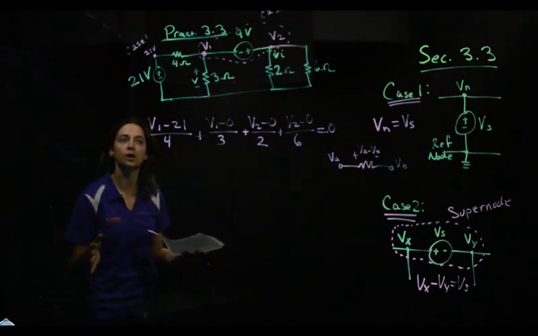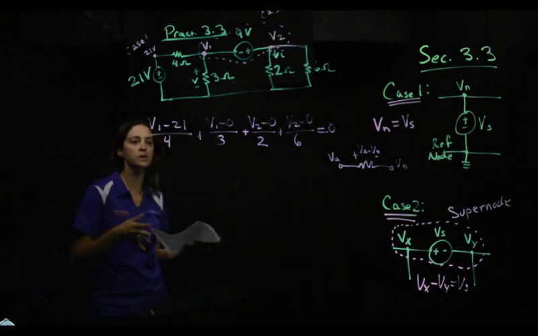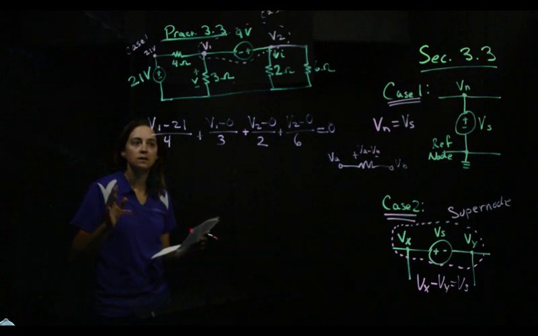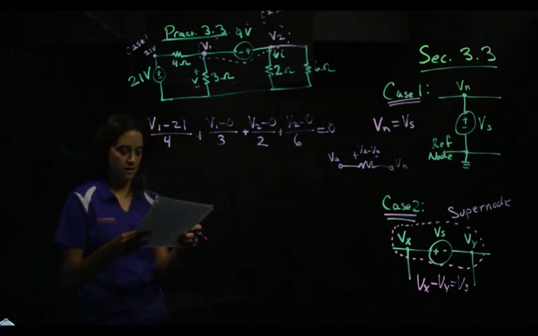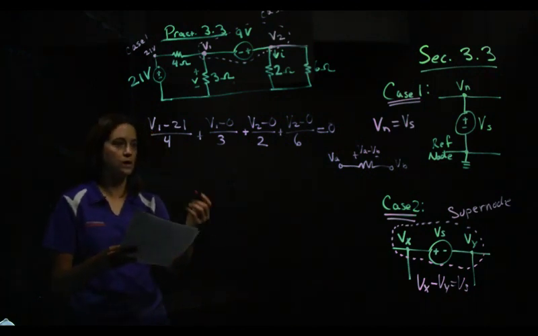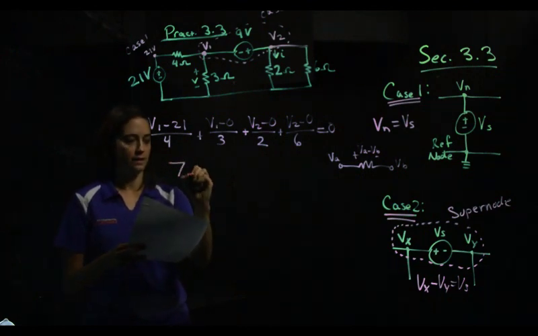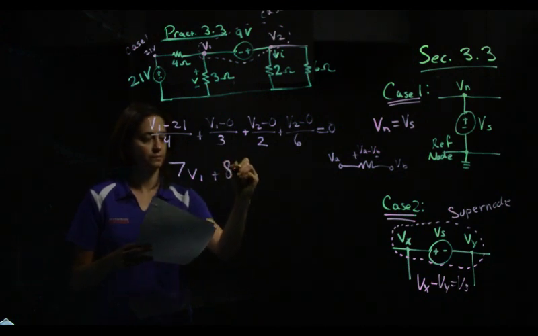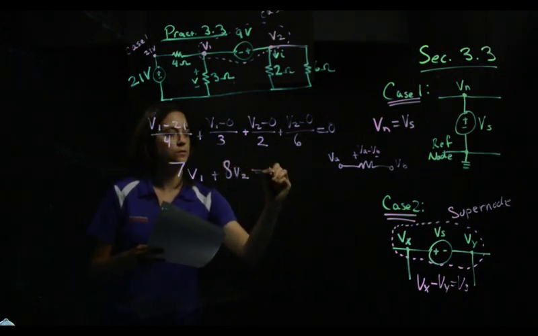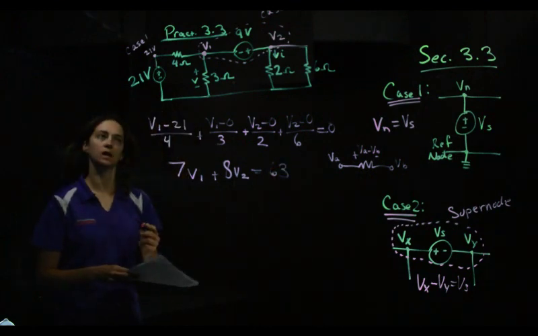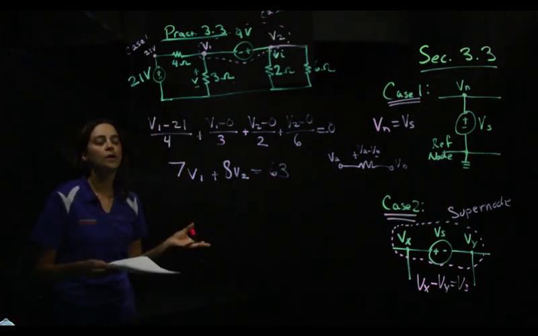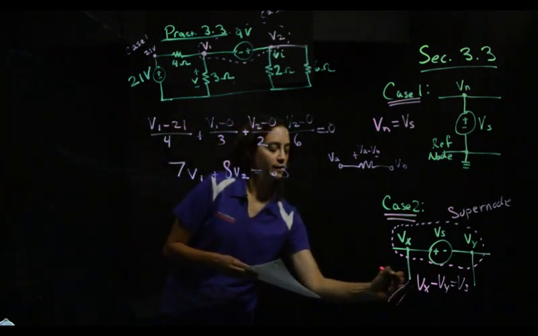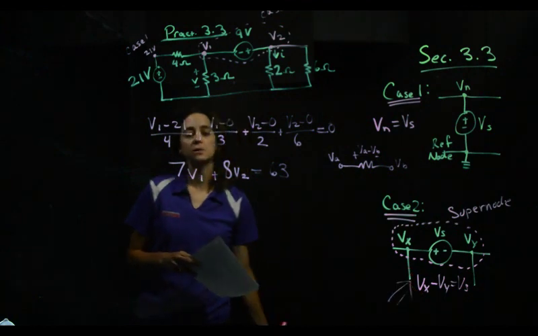Okay, so that's my supernode. That's involving both V1 and V2, one big supernode. So we want to reduce this equation, multiply through by 6, combine like terms. I've already done that on here. So what we end up with is 7V1 plus 8V2 equals 63. So I have one equation and 2 unknowns. That's why we need to do, squeaky marker, we need to do this.